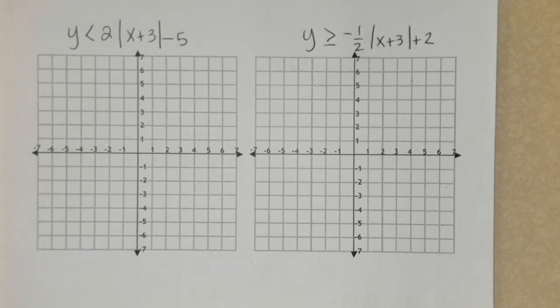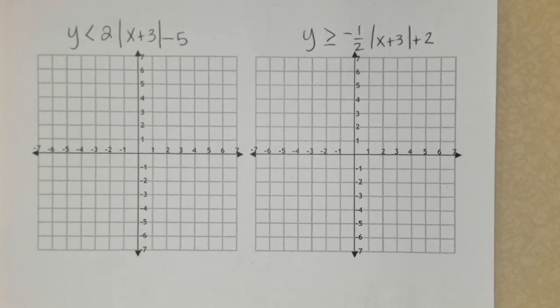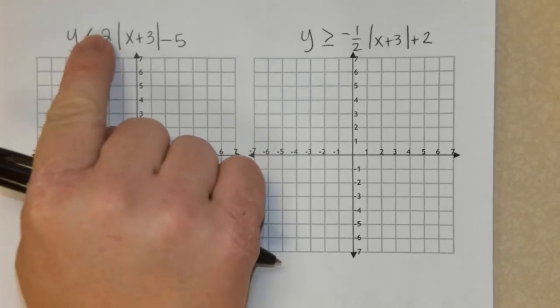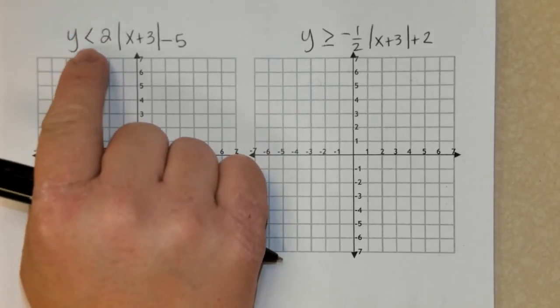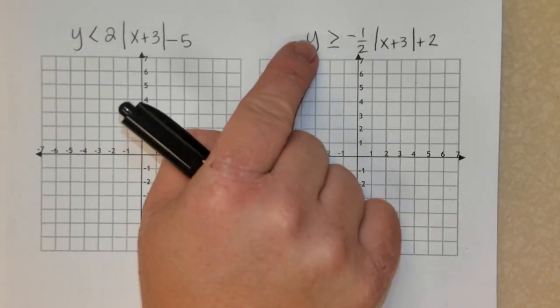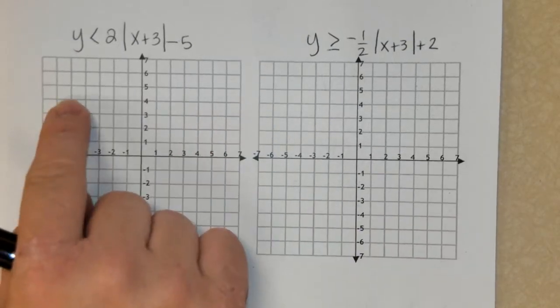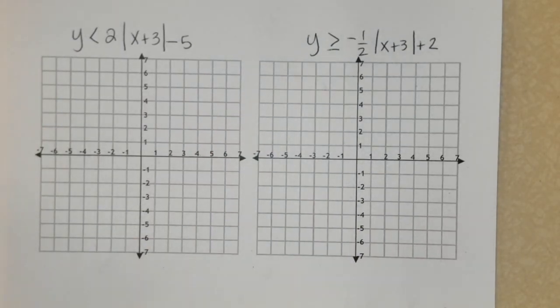Okay, so in this video, we're going to go over how to graph absolute value inequalities. Just like the last video about absolute value equations, the difference is that instead of having an equal sign, we have a less than or greater than, or less than or equal to, greater than or equal to. So not only will we make the V-shape, we're also going to have to decide where to shade. So let's first think of this just as an absolute value equation.